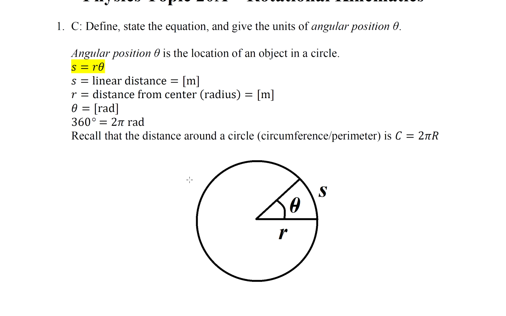So take a look at this picture. What's the distance around a circle? That's called the perimeter of a circle, or a circumference. The circumference. That's 2 pi r. So take a look at this yellow equation. If you let theta equal 2 pi, you have 2 pi r on the right side and the distance around the circle S on the left side. So this equation makes sense if you believe that the circumference is equal to 2 pi r.